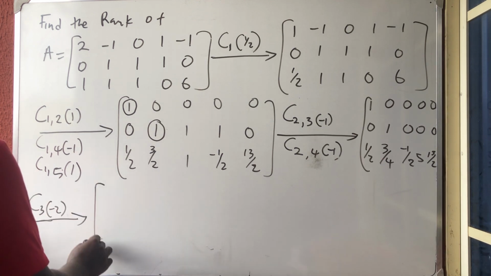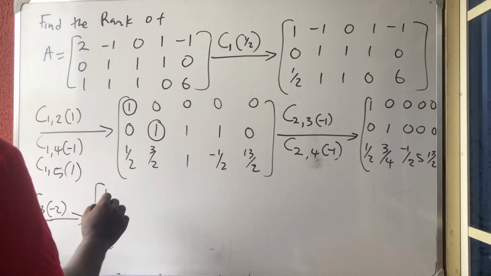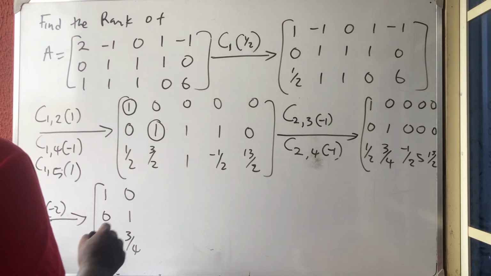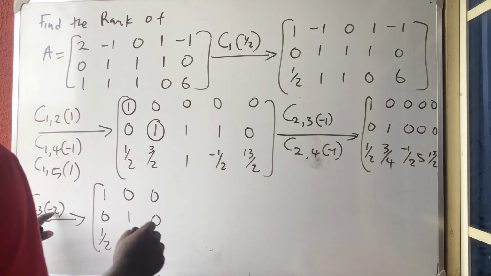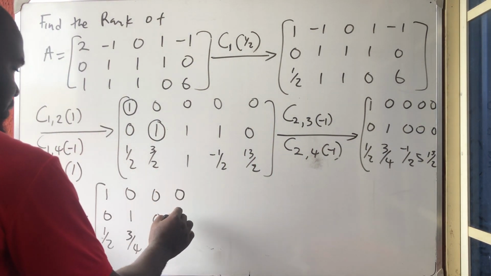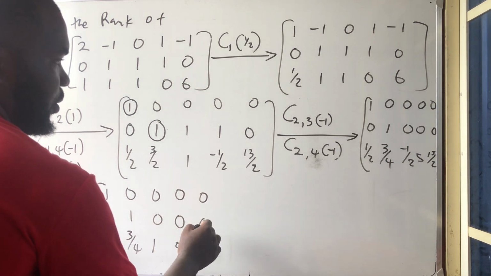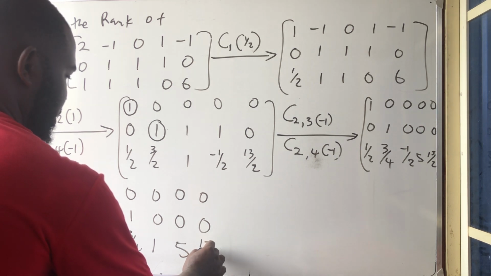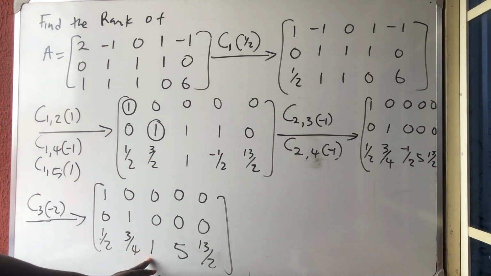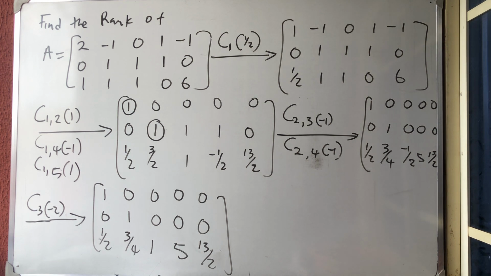So if I multiply column 3 by minus 2, let me write column 1: 1, 0, 1 over 2. Column 2: 0, 1, 3 over 4. Column 3: 0, multiply, 0, minus 2 times this will give you just 1. Okay, then leave the rest the way they are. 0, 0, 5, 0, 0, 13 over 2. Okay, so since I've gotten here to be 1, the next thing is that I need here to be 0, 0. So how do you make it 0 now?